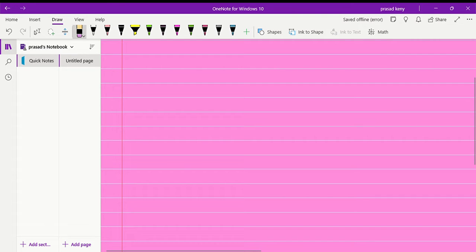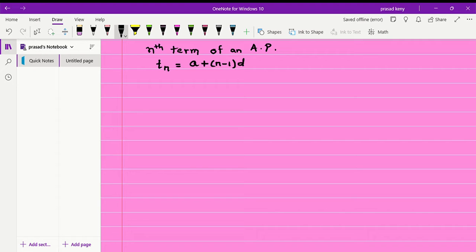Hello students, in the last class we had seen what is an AP and the formula for nth term of an AP, which is given as Tn is equal to A plus n minus 1 into D, where A is the first term of the sequence, n is the number of terms, and D is the common difference. So let us see some of the problems on this.